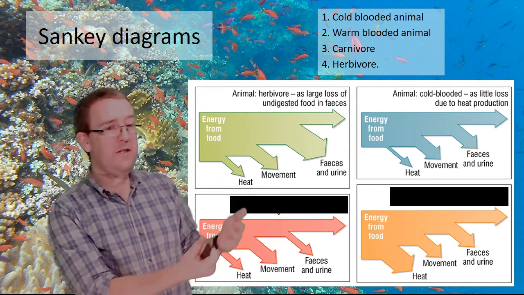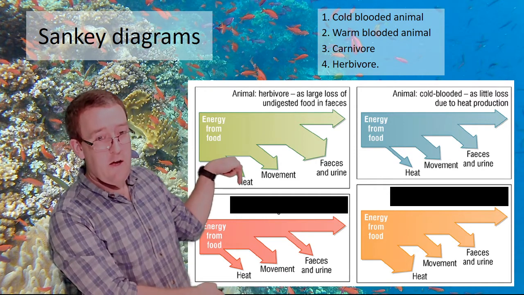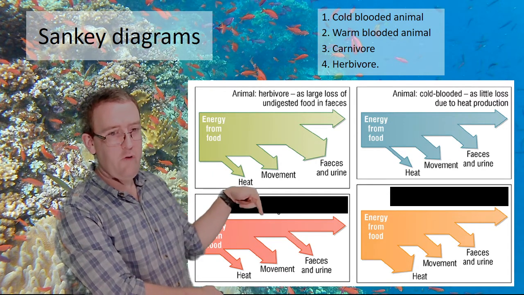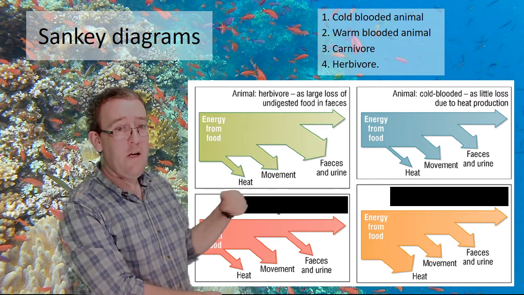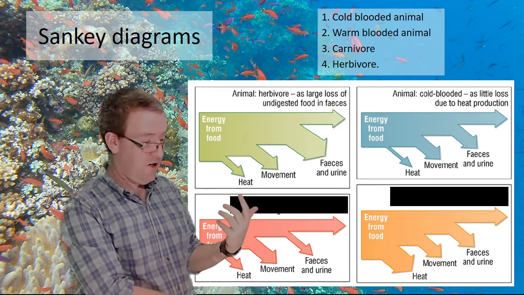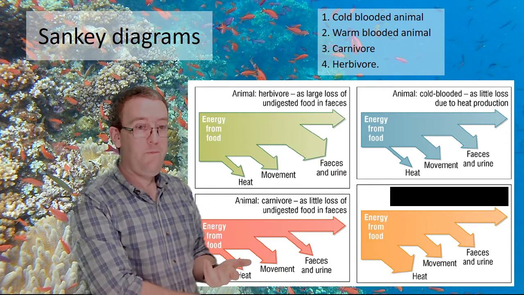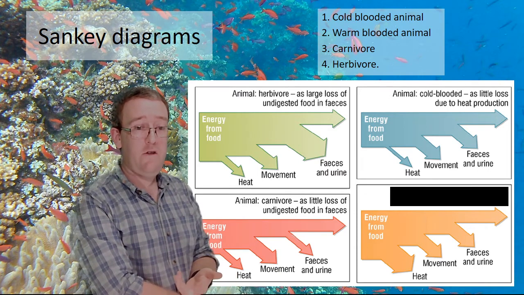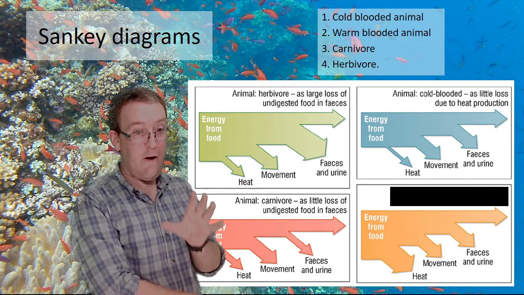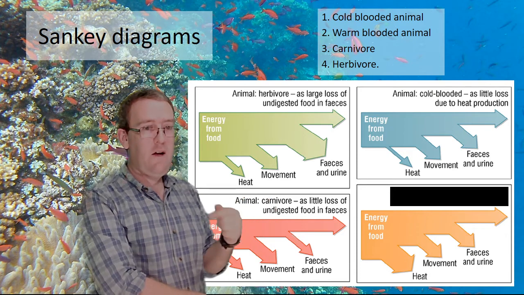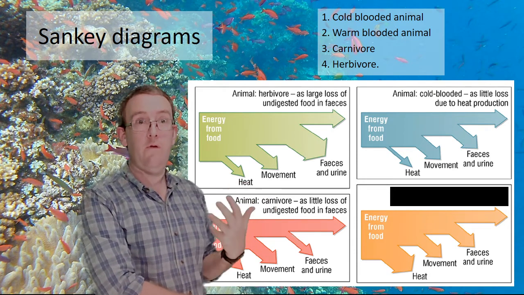Now this guy down here, as you can see, there's quite a big arrow for movement and not so much for feces and urine. So that animal, it seems, would actually be chasing something. So we're going to say that one there is a carnivore. Little loss of undigested food in feces because what it's eating is very digestible, meat and animal products, but in terms of energy losses, it's losing a huge amount through its movement.